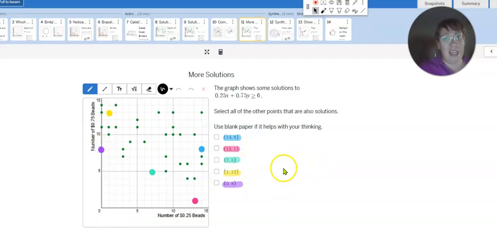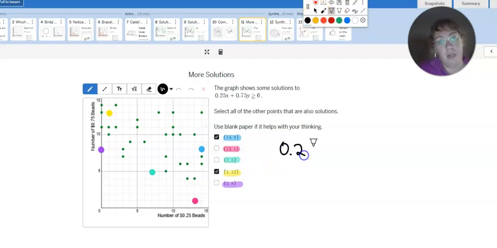So I would say that the yellow and the blue are definitely solutions. They're around all types of other solutions. The other 3 I'm not sure about. I don't know where the exact line is, so I would recommend plugging these in to a calculator.